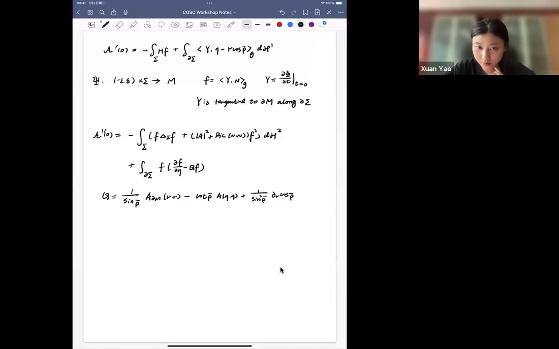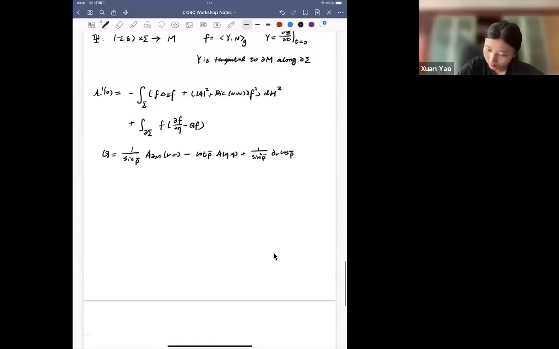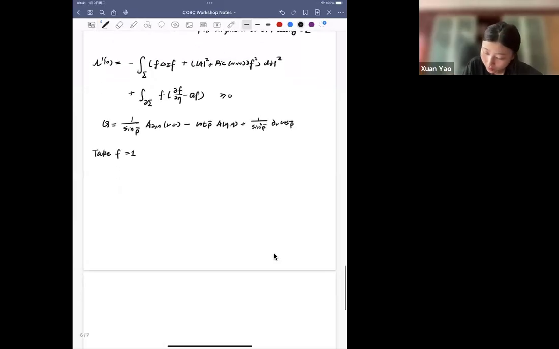Now you can just take f equals 1. The second variation is non-negative if it is a non-trivial minimizer. Of course, it is stable. So if you take f equals to 1, what you get is minus the integral of the squared norm of A plus Ricci on sigma is greater than or equal to the integral of Q on the boundary.